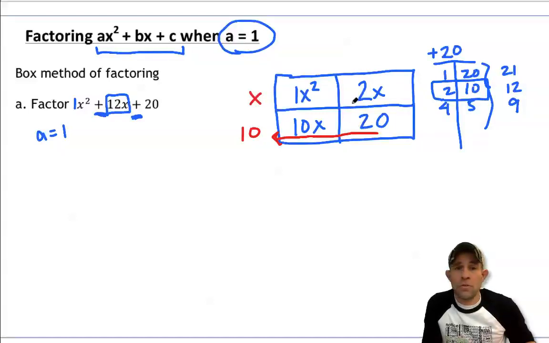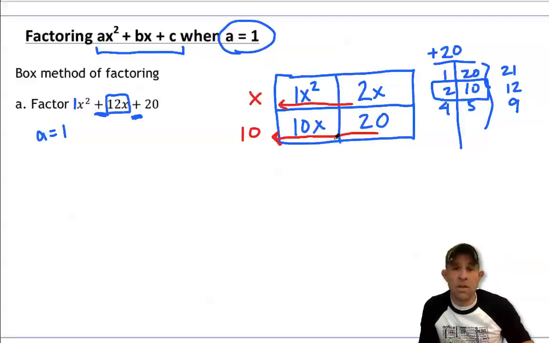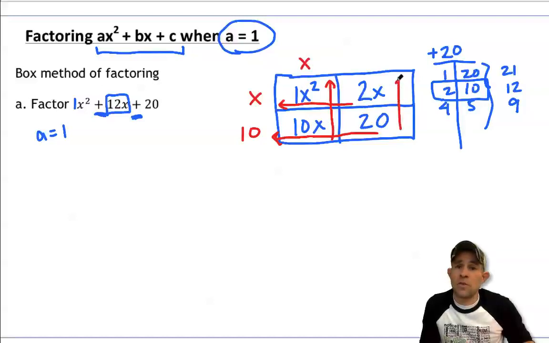All right, those were the two rows that we pulled the greatest common factors out of. Now we're going to pull the greatest common factors out of the columns. So moving up this first column here, the greatest common factor between 10x and 1x is x. And the greatest common factor between 20 and 2x is 2. So across our top dimension here, we have x plus 2, and along the side we have x plus 10.